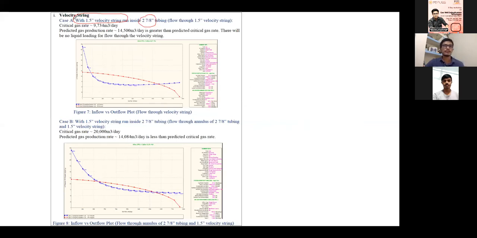Okay, in the velocity string, you have the 1.5 inch tubing, which you will be lowering inside the 2 7/8 inch tubing, which is basically your coil tubing, and you are calculating the critical gas rate based on Turner or Coleman. So for this specific well, your critical gas rate is 9,734 meter cube per day, and your predicted gas production is around 14,500 meter cube per day, which is higher than your critical gas rate when you are producing from the coil tubing. So as this is higher than your critical gas rate, you are not going to see liquid loading inside your coil tubing. It will be producing fluid at this rate, at this pressure condition.